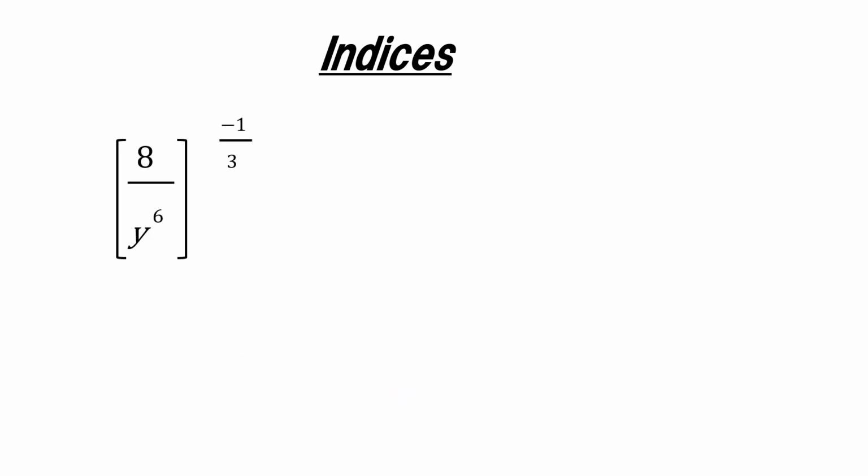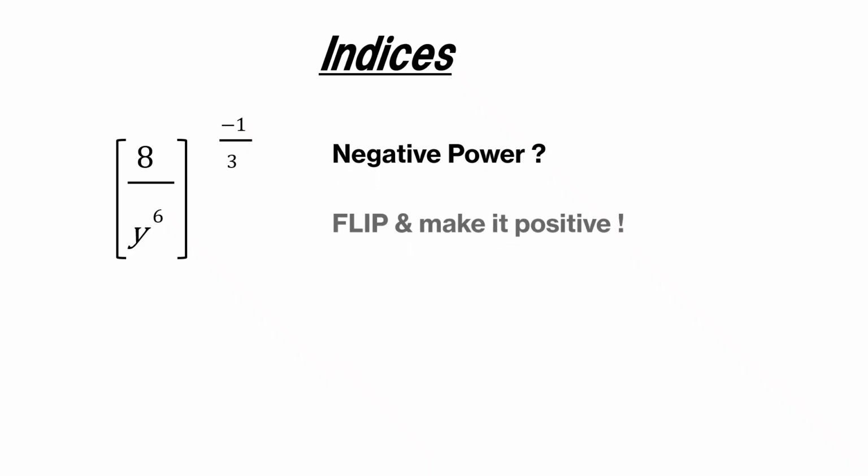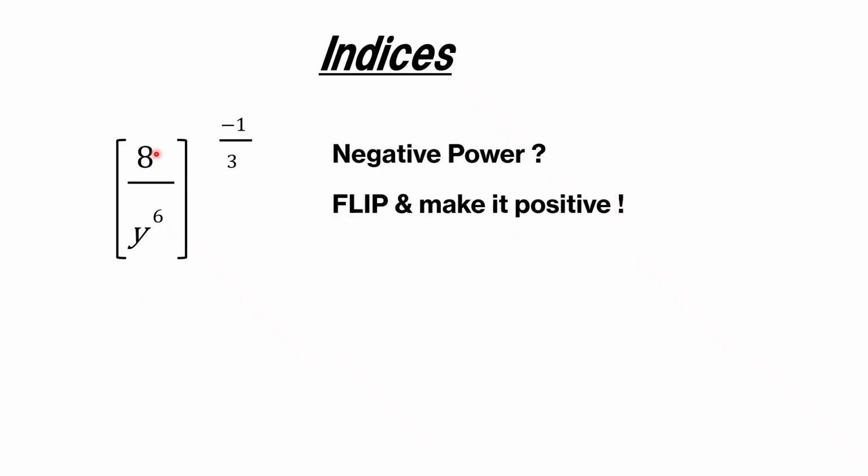All right. This is a good one. This is where everyone leaves the question empty. Now, do you see a negative power? Yes, we do. Flip and make it positive. Flip this and make this a positive power. So let's change the negative one to positive one. That's the first thing you do. You see a negative power, flip, make the power positive.